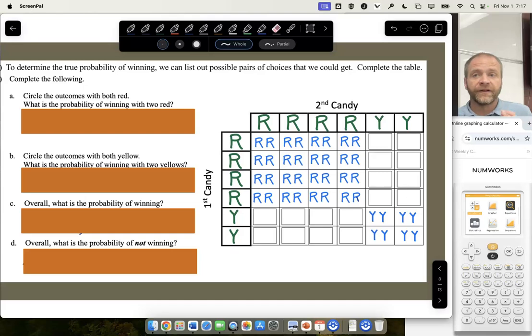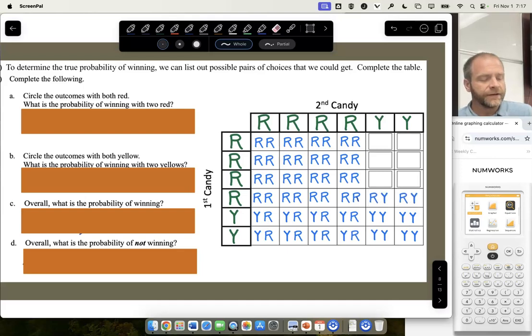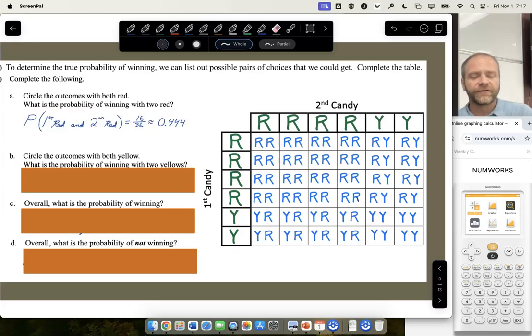If I look at the first problem, what's the probability of me winning with 2 red? In that case, I have just the 16 out of how many total? Well, it's 6 by 6, so it's going to be 36. So there is 16 out of 36. Look at the notation there: the probability of the first candy being red and the second candy being red. You can see there's a new word there, the word and. 16 of them out of the 36 allows me to win with just 2 reds.